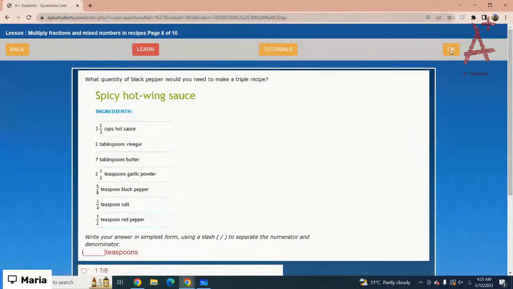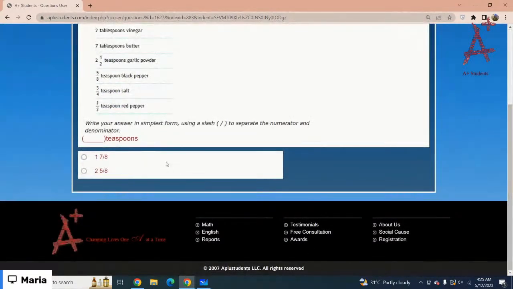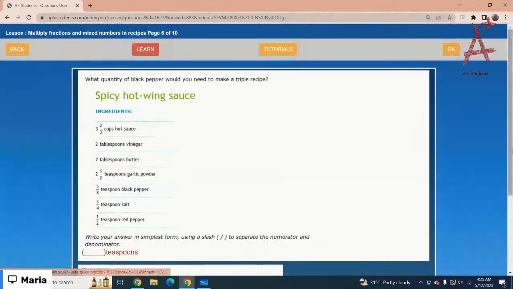Okay, the next one is, what quantity of black pepper would you need to make a triple recipe? So black pepper is 5 by 8. When you multiply 5 by 8 times 3, it would be 15 over 8. It would be 8 times 1 is 8 and you have 7 remainder. So it would be 1 whole 7 over 8 is the correct option.